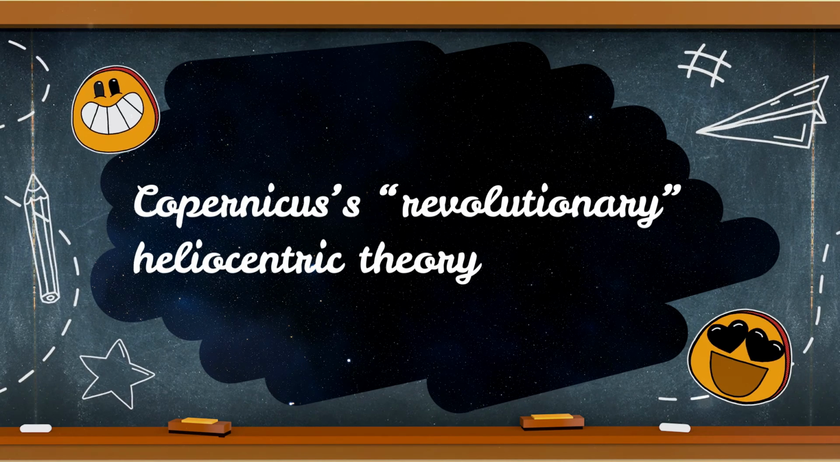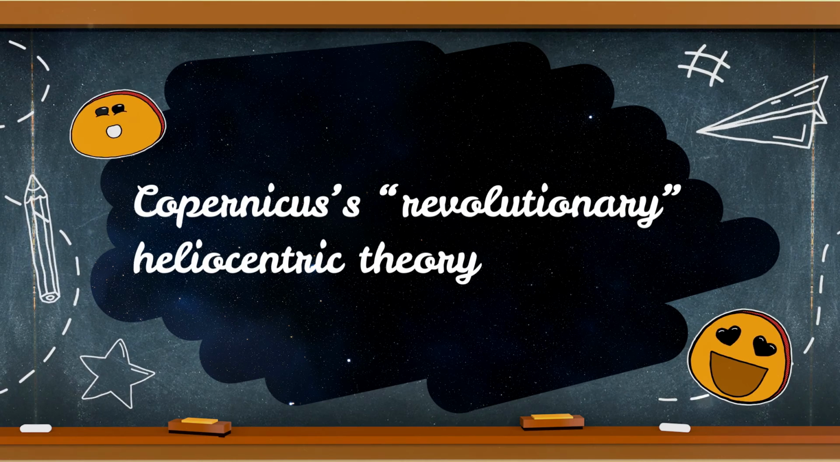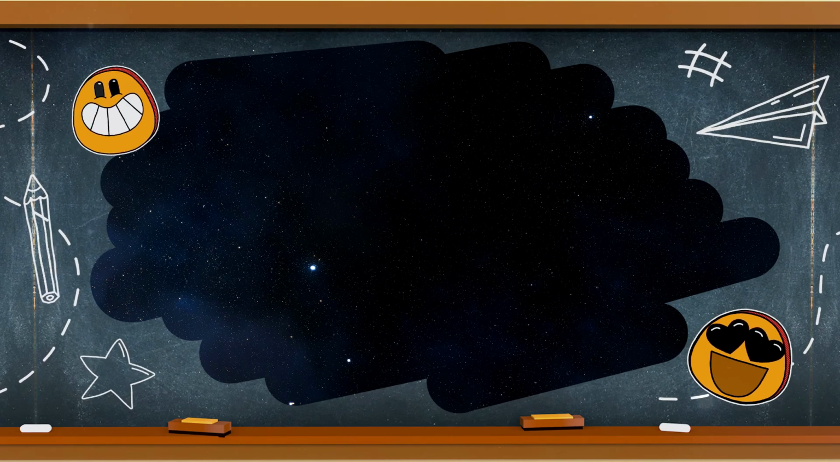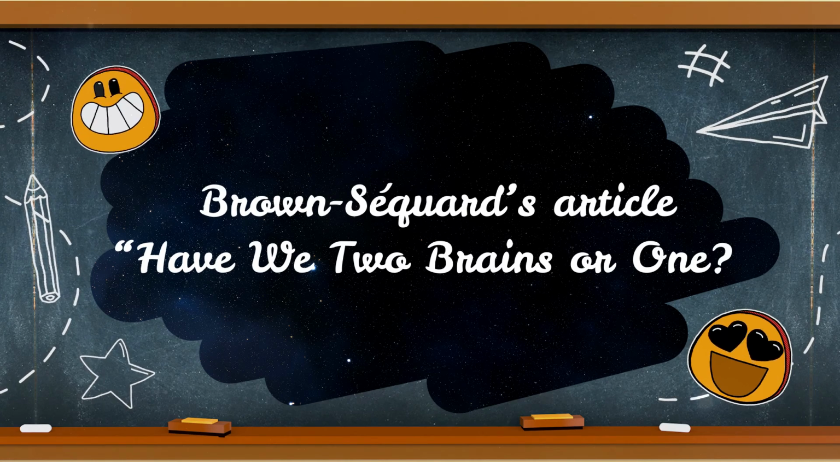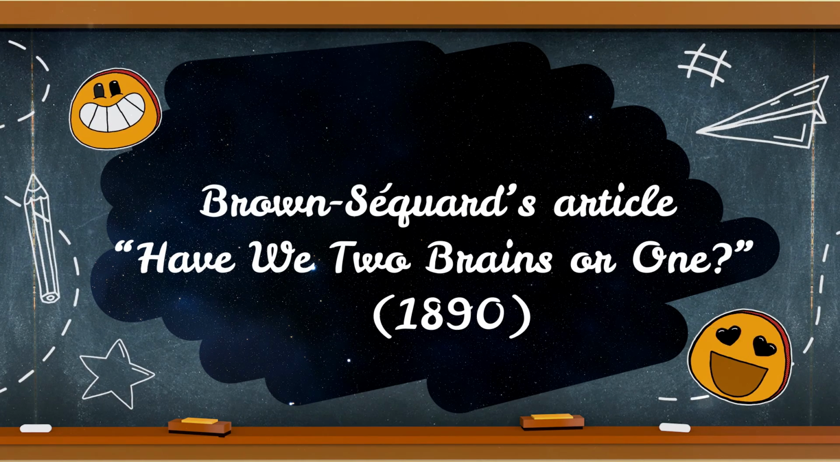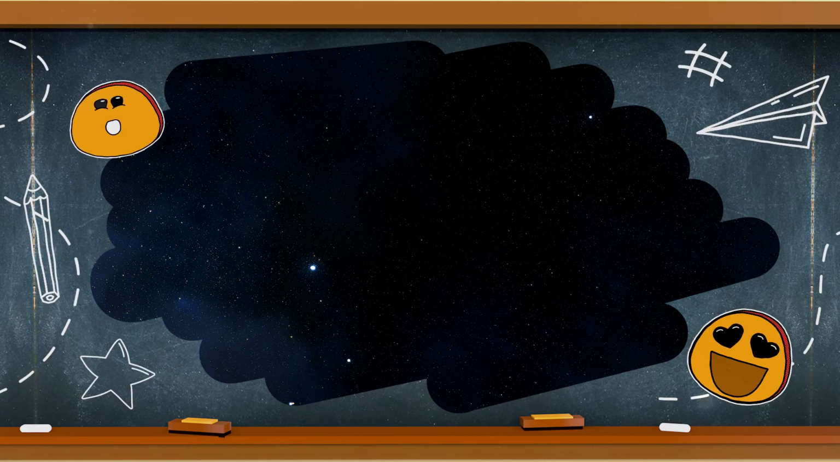Even Copernicus's revolutionary heliocentric theory had been entertained by the Greeks many centuries before he proposed it. A final example is that of lateralization of brain function. Many believe that the idea that the two cerebral hemispheres function in radically different ways is a new one. However, over 100 years ago, Brown-Sequard's article "Have We Two Brains or One?" was one of many written on the topic. In fact, important scientific ideas can be rejected more than once before they are finally appreciated.